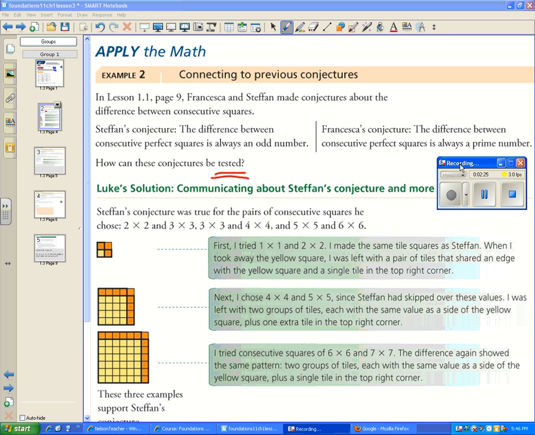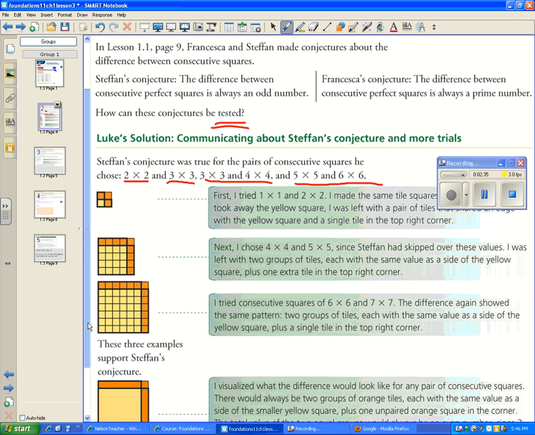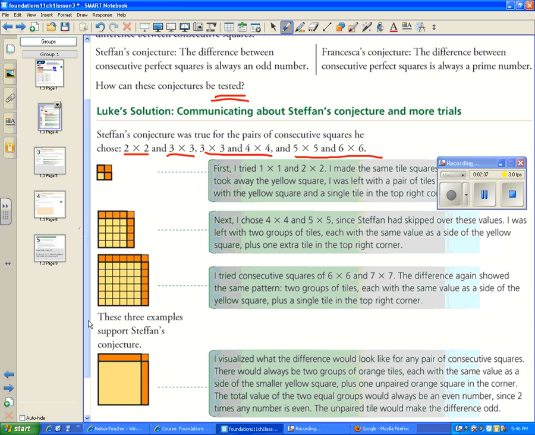Stefan's conjecture was true for the pairs he tried: a 2 by 2 and a 3 by 3, a 4 by 4 and a 3 by 3, and a 5 by 5 and a 6 by 6. If you remember what we did before, drawing on a grid, he took a 2 by 2 square, subtracted a 1 by 1 square, and got the difference to be 3.